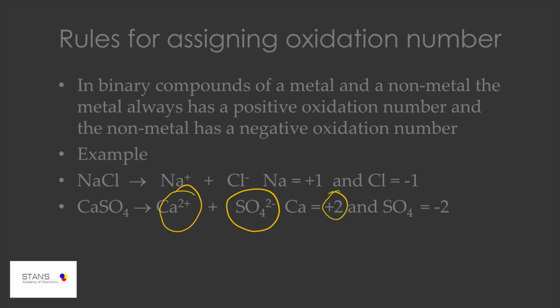And the oxidation number for the polyatomic ion is its charge. So -2 is the oxidation number for the polyatomic ion. The sum of the oxidation numbers of the constituting atoms in a polyatomic ion is what we are referring to as the oxidation number of the polyatomic ion.